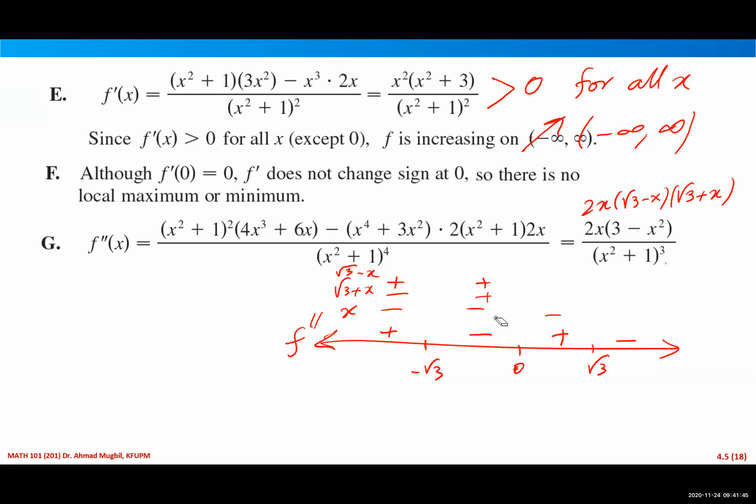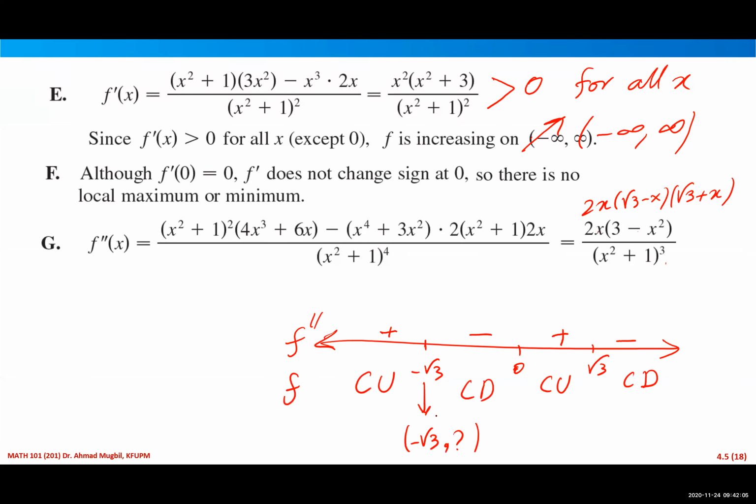Forget about these. You can just use them as a check. Now this is the second derivative. What about the function itself? Here it will be concave up, concave down, concave up, concave down. So this is an inflection point, negative square root, and what?